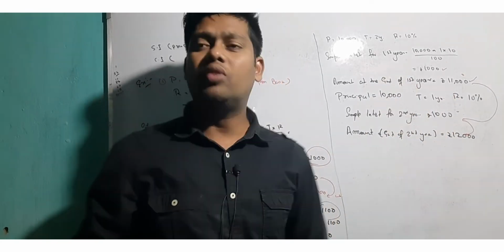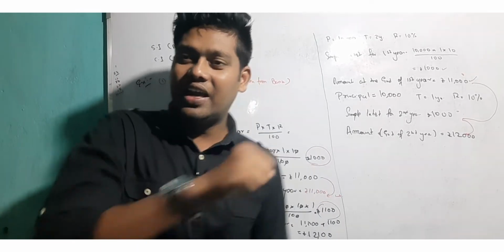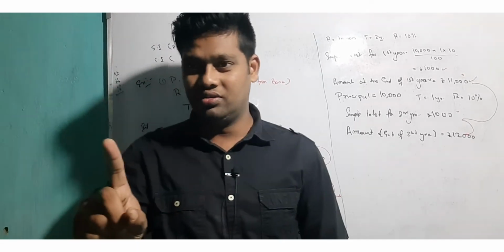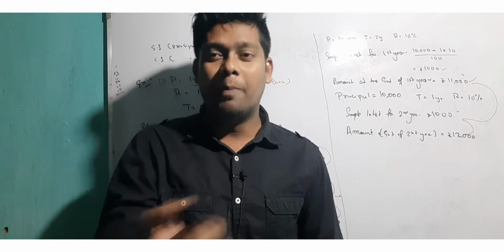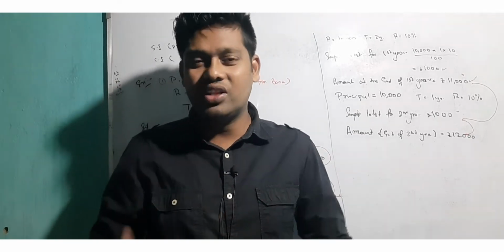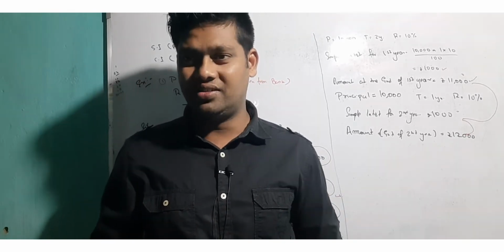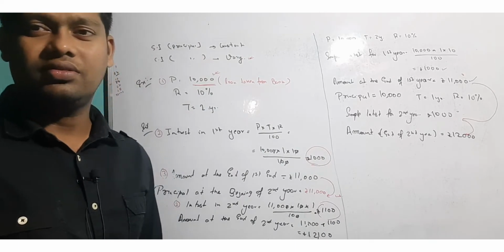So I am taking the amount of previous year and the interest of this year. What is the difference? When I am taking the interest of second year, here I am considering 11,000, which is a new principal. But here I am not considering the 11,000, I am considering only 10,000. Only that is the difference between simple interest and compound interest. Everything else will be the same. You just compare and see.